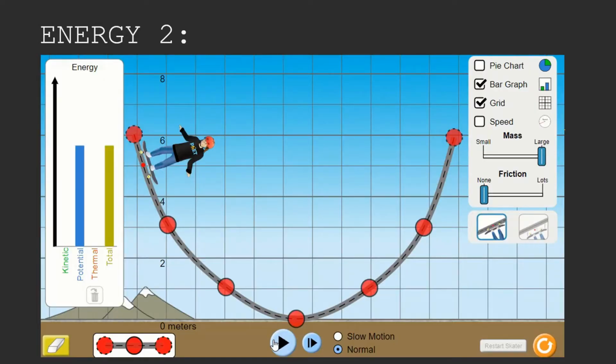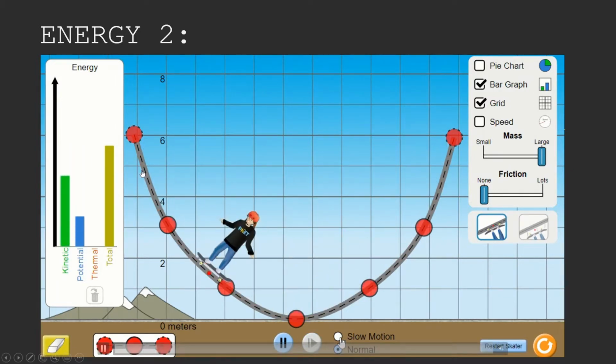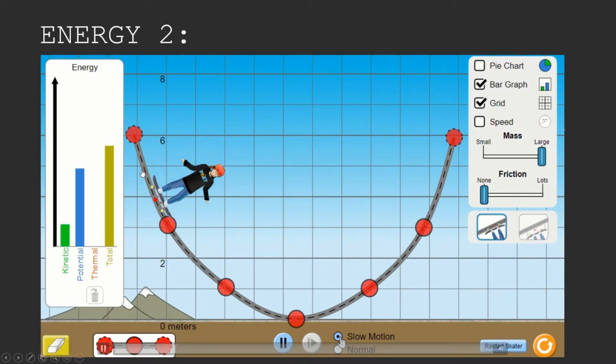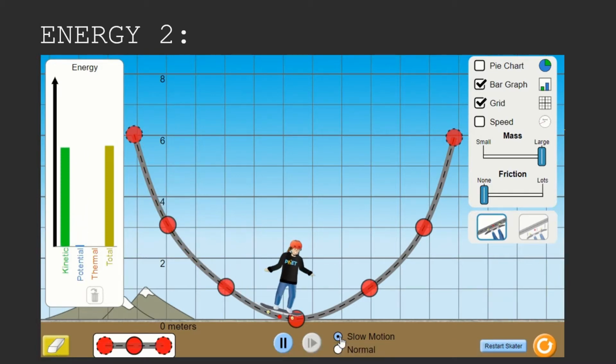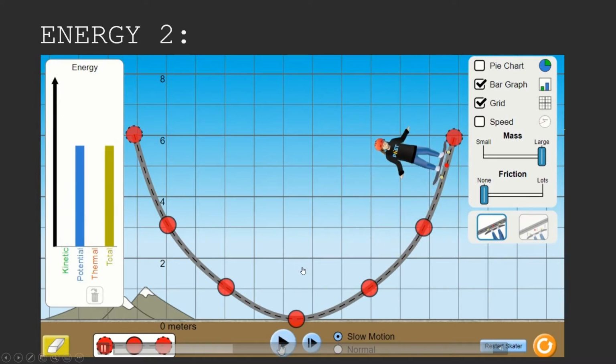Now, we have a skater that is 5 meters up on a half pipe. Currently, he has a certain amount of potential energy, which is equal to the total amount of energy that he possesses at this point in time. If we allow the animation to run, we can see that the skater constantly gets back up to that 5 meter mark and is transferring his potential energy into kinetic energy and then kinetic energy back into potential.